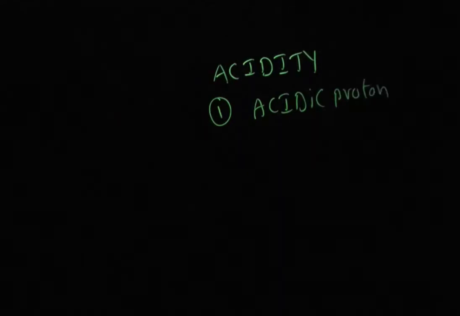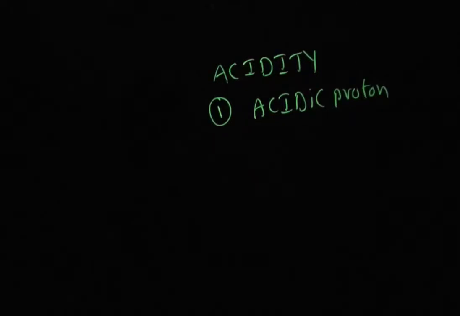In JEE Mains and Advanced, there are two types of questions involved in acidity order. The first type is that you have to identify the acidic proton. It's a type 1 question. The type 2 question is where they give 3 to 4 molecules, and you have to arrange them in either increasing or decreasing order of acidity.